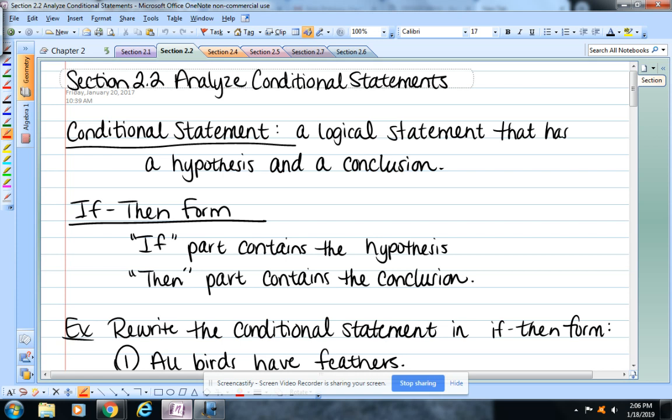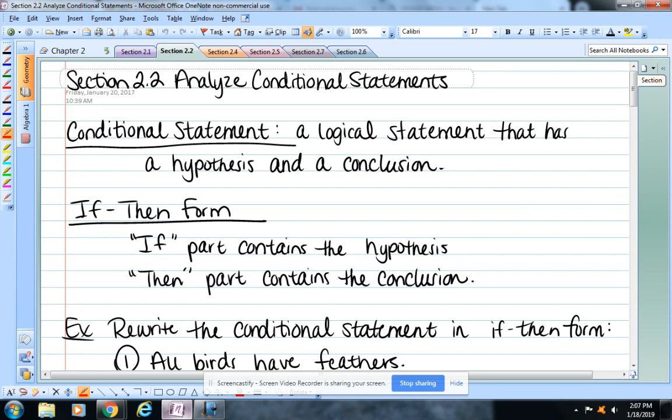In 2.2, we're going to talk about conditional statements. A conditional statement is a statement that has a hypothesis and a conclusion. Something like a conditional statement would be, if it is raining outside, then the sky is gray. Usually, you see them written in if-then form. It'll say if blah blah blah, then blah blah blah.